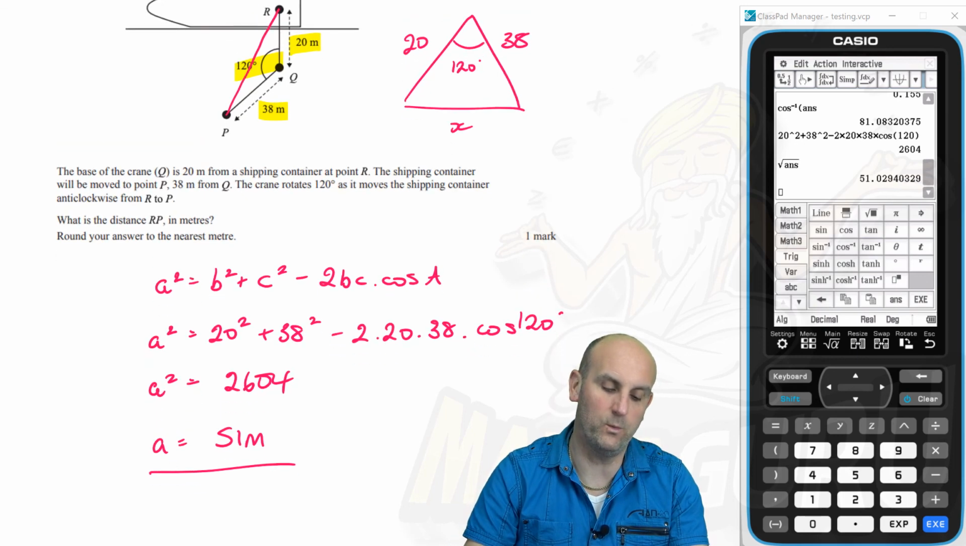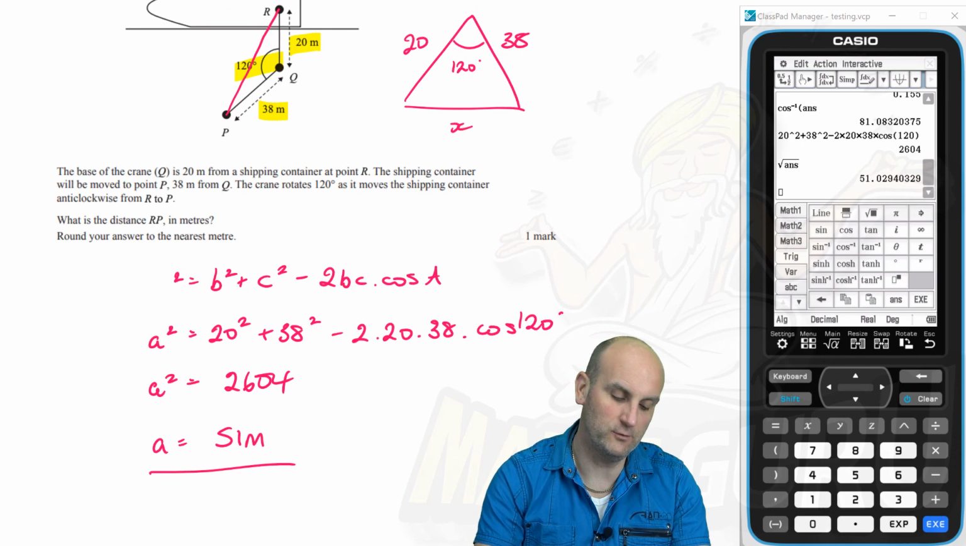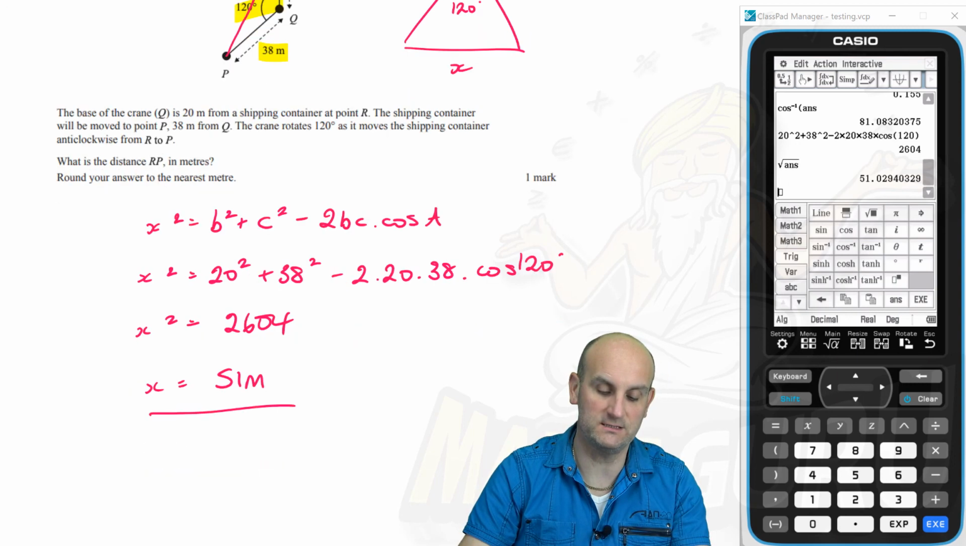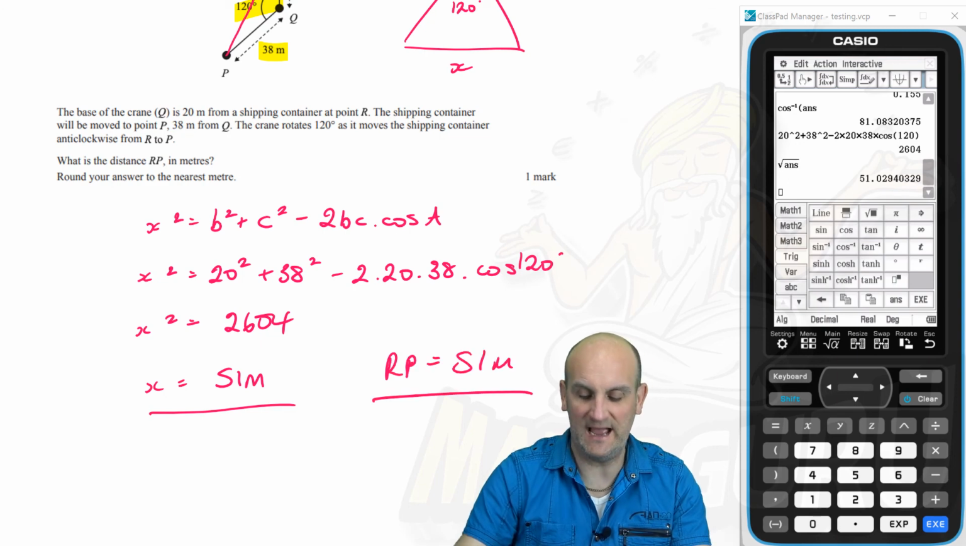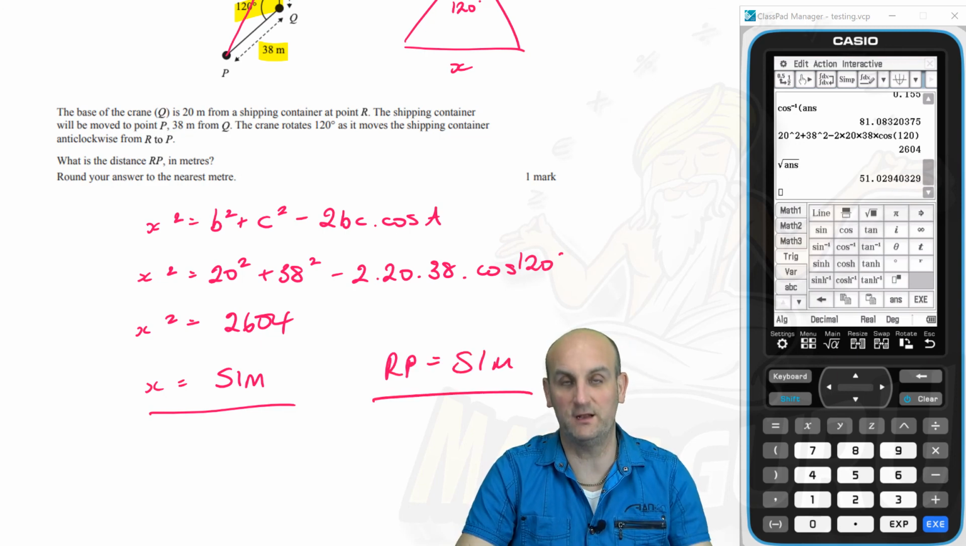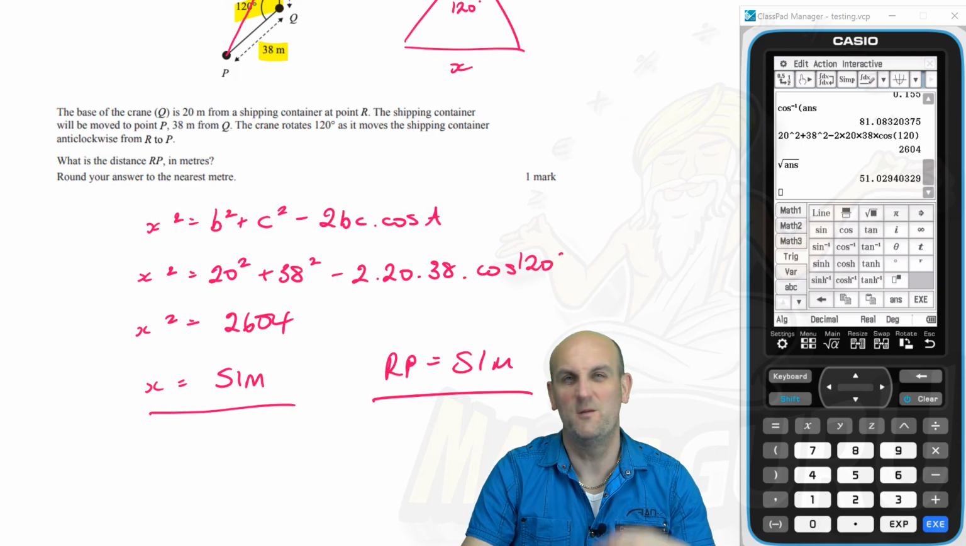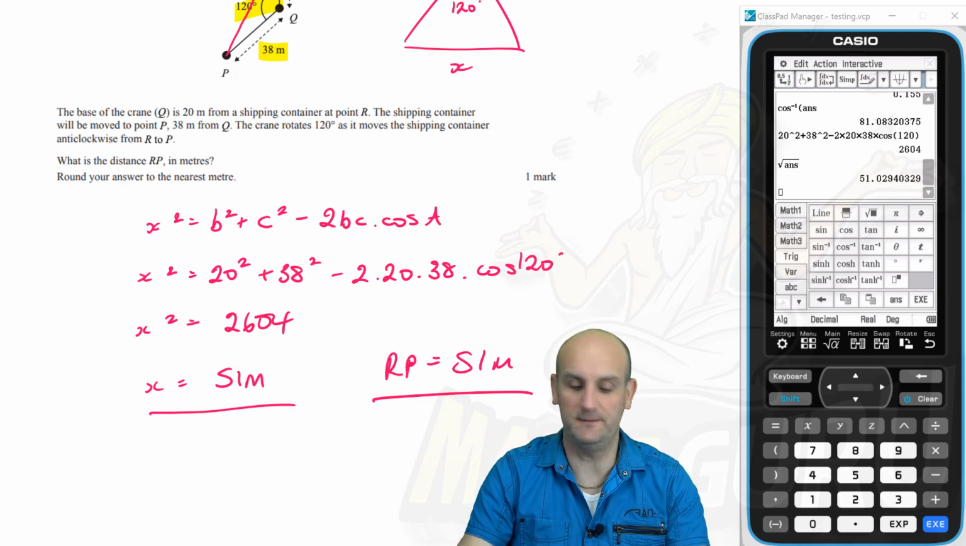Now, interestingly, I probably should have labeled all these A's as X's for my working out, and for my final answer, I should put RP equals 51 meters, because that was actually the value they were looking for. Are they going to knock your marks off for that? Hopefully not. Probably better to be safe than sorry.